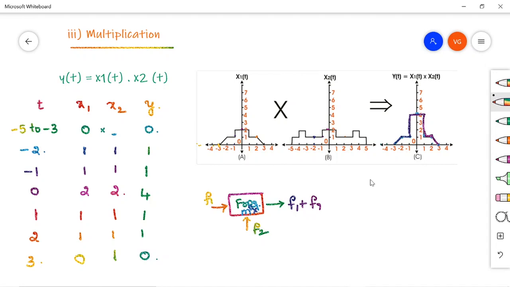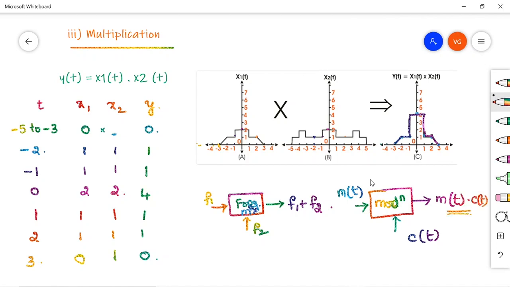Similarly, as you know, in communication we are using a modulator, right? So a modulator is the one which combines two signals, that is the message signal and the carrier signal. The resultant modulated signal is nothing but message signal multiplied by carrier signal. In such types of operations, we are using this multiplication operation.